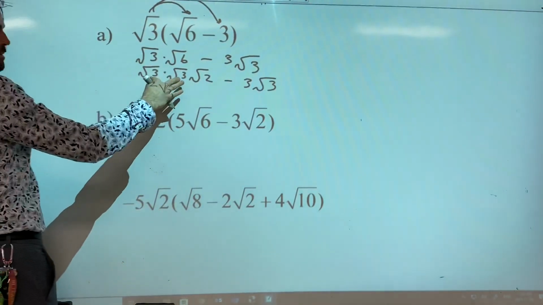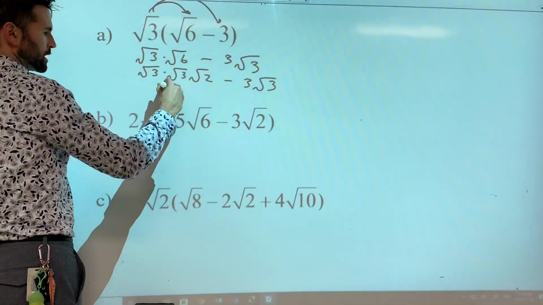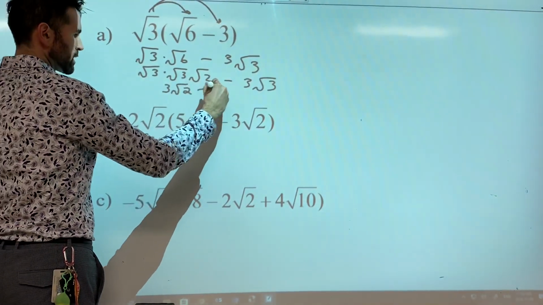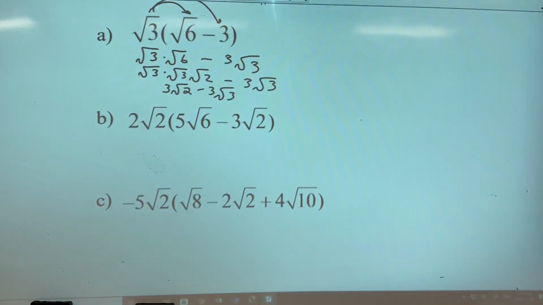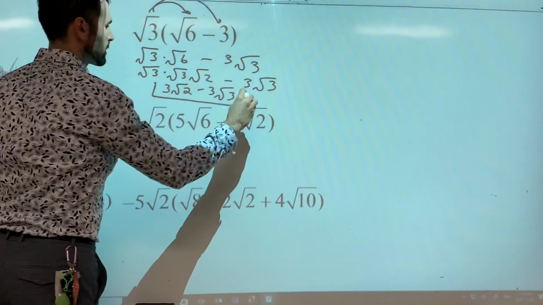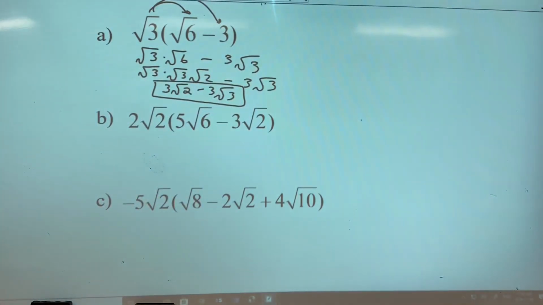So I got 2 square root 3's, which would give me a 3. So now I got 3 square root 2, subtract 3 square root 3. Are those like terms? No. So you would just leave it like that. If they were, we would keep going, but we can't.